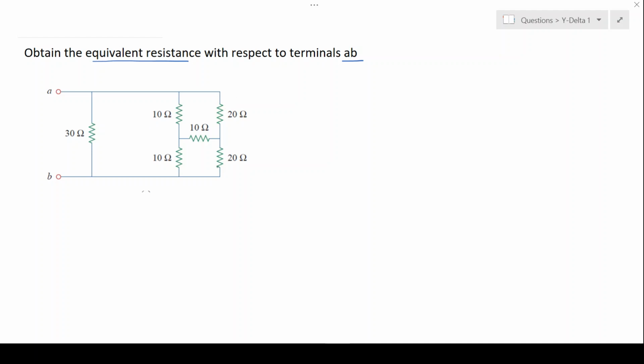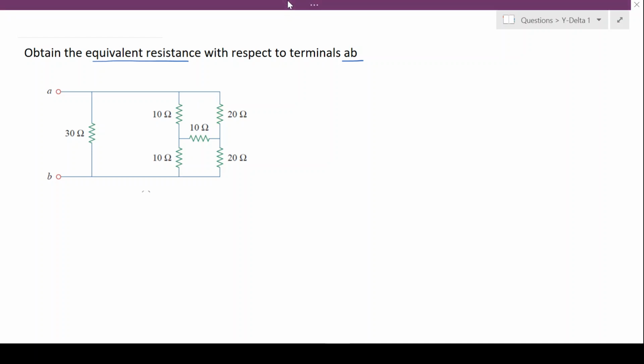So we can see that here's a Y connection, there's another Y connection. This would be seen as a delta connection, or a T or a pi connection, same thing. This will also be a delta connection. So we can go in any direction. However, we always want to go the direction that will result in us doing the least amount of work.